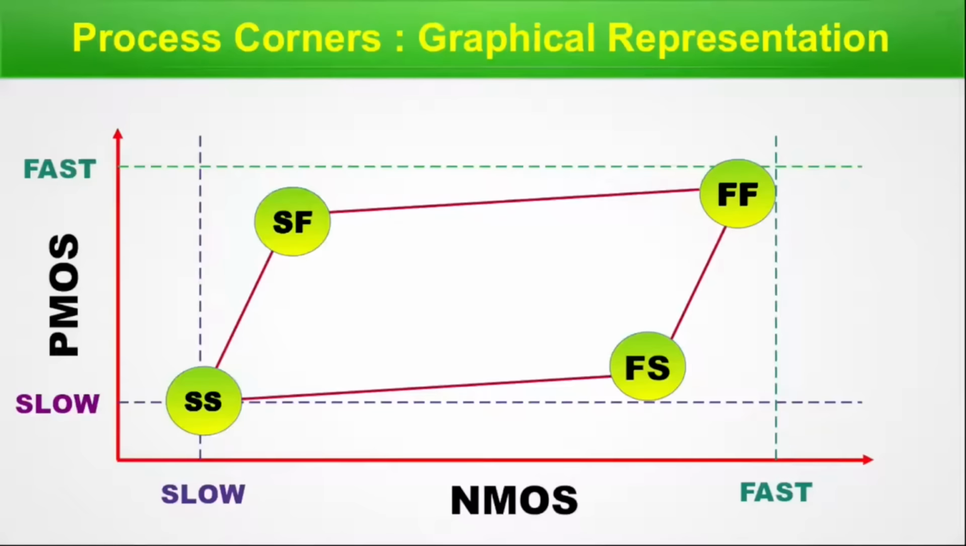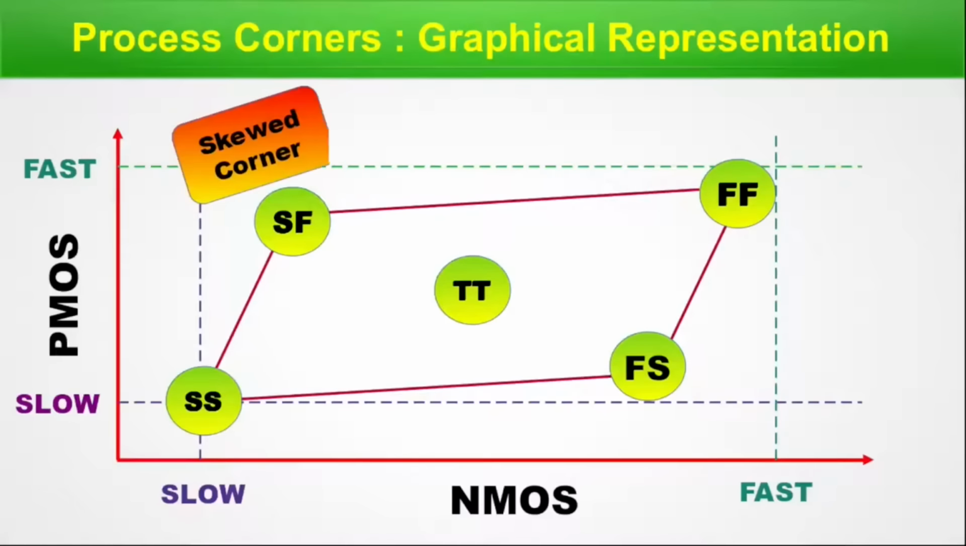And of this parallelogram, where the diagonals cut each other or intersect each other, we have the typical corner, that is TT, lying there. I have not drawn the diagonals. However, in imagination, you can draw them and you can see at the cut point of the two diagonals lies the TT. This is the corner representation, and you can well understand the extremities from this particular graphics. This SF and the FS are called skewed corners. You can understand why. So that's all with this particular slide.